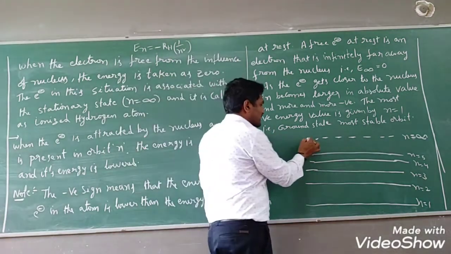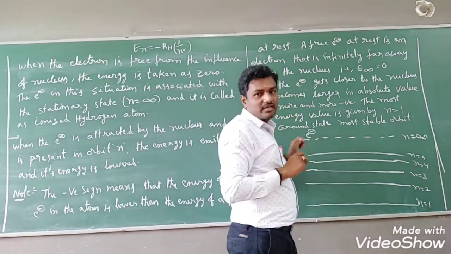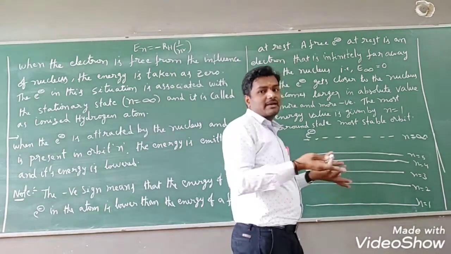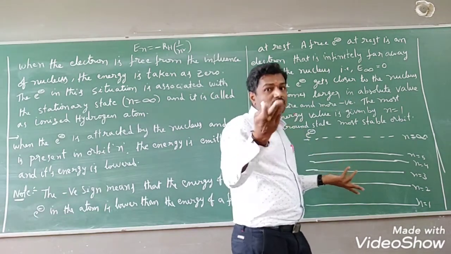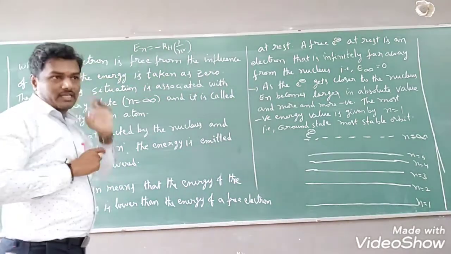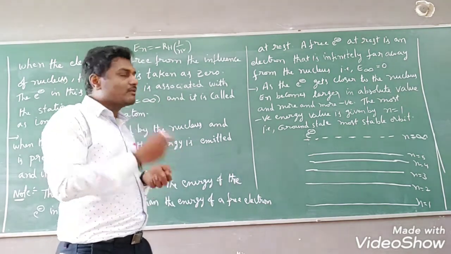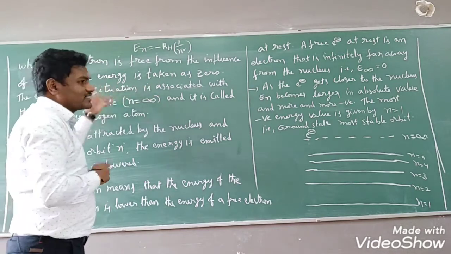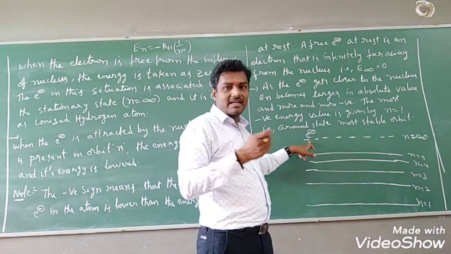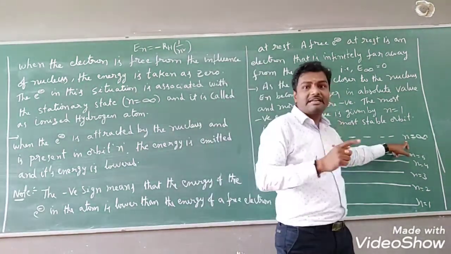Suppose the electron is present at this state, it is not influenced by the nucleus because it is very far away. How will this electron be attracted by the nucleus? There is no chance. So when the electron is free from the influence of the nucleus, that means it is not attracted by the nucleus, then the energy is taken as 0 with respect to that orbit. What is that orbit? n equals infinity level.